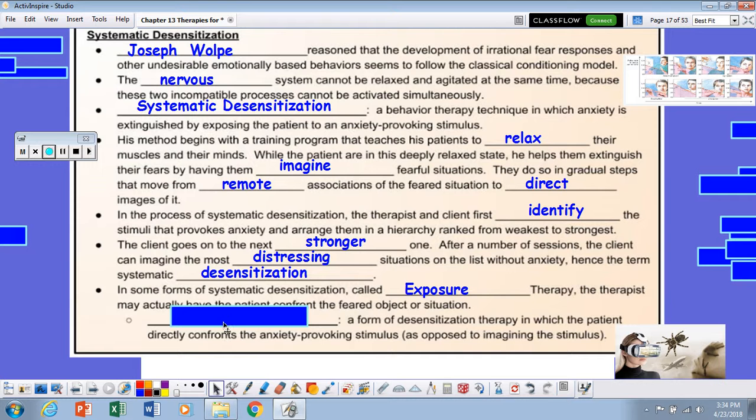The therapist may actually have the patient confront the feared object or situation. An example of exposure therapy could be using virtual reality, like we see pictured below, where a person would see it and maybe reach out, perhaps try to expose themselves to it. That could also be, if a person fears flying, to perhaps be in a simulator to try to see it and eventually have that experience.